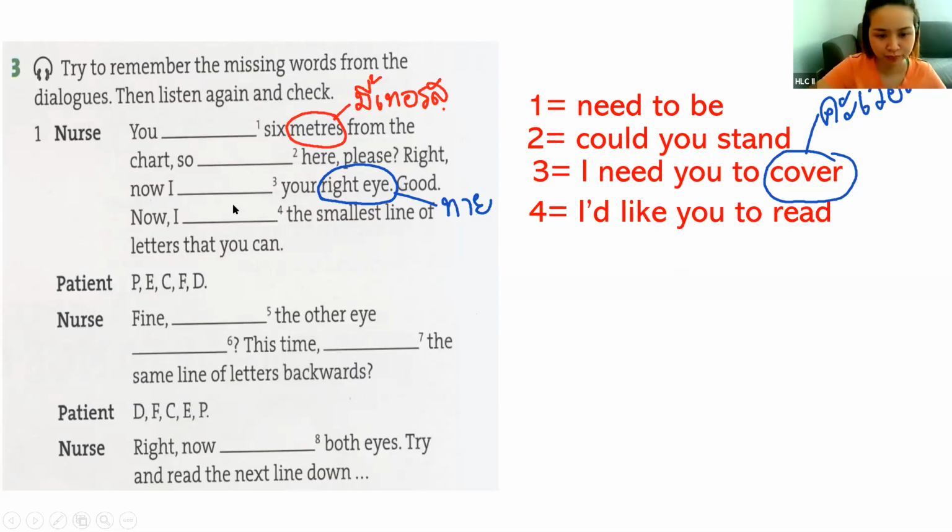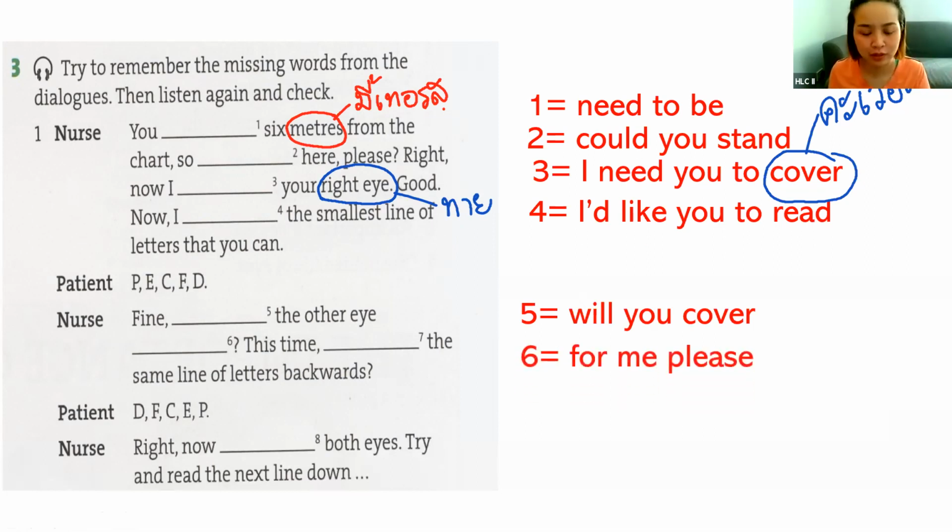Now okay, number 4. I'd like you to read the smallest line. Number 5. Fine. Will you cover the other eye for me please? Will you cover the other eye means the other eye, the other one.